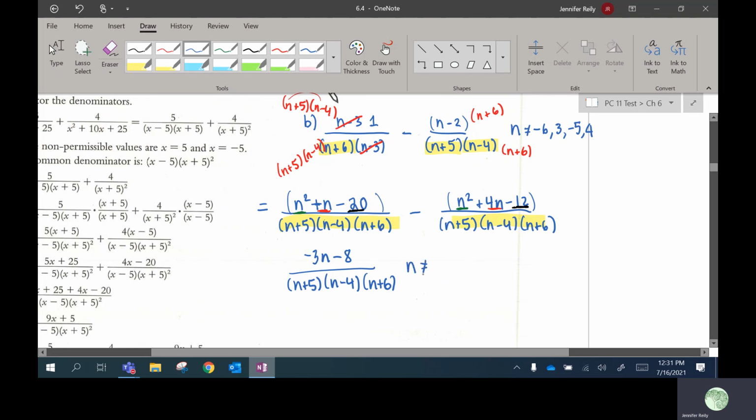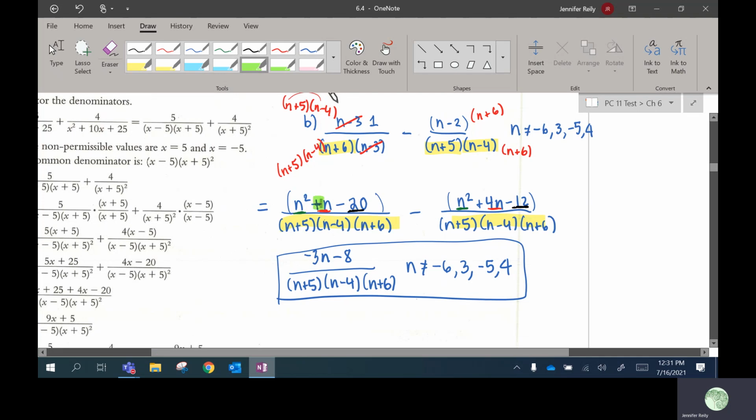And I'm going to rewrite my non-permissible values. Just go ahead and pause if you want. I'm going to highlight that mistake I made. So I had negative n here. It should have been plus n. And then I had negative 5 here. It should be negative 3. Okay, there we go.